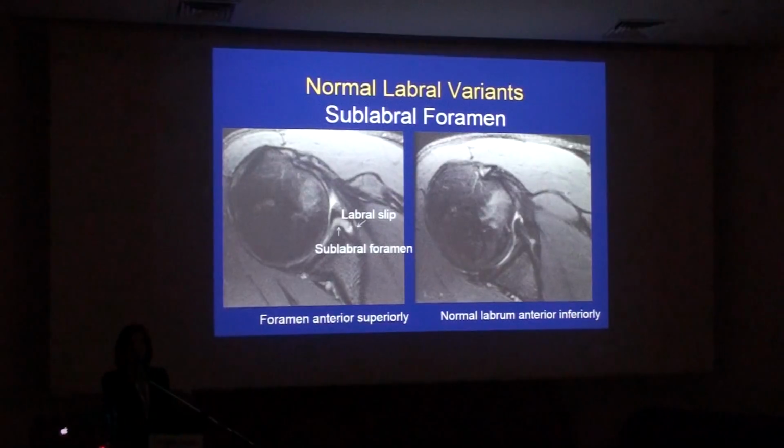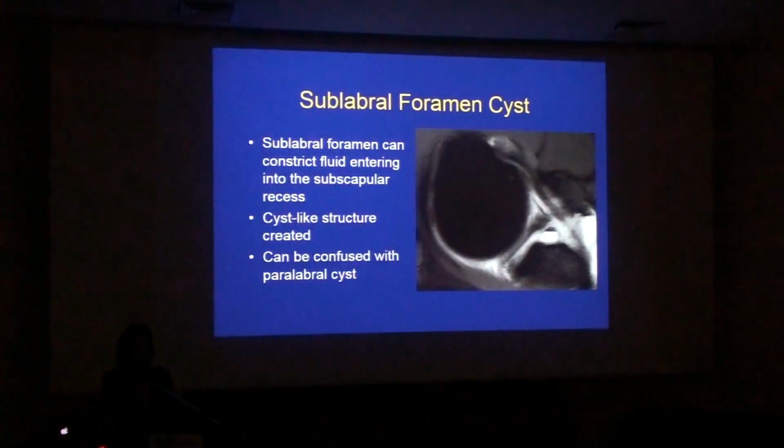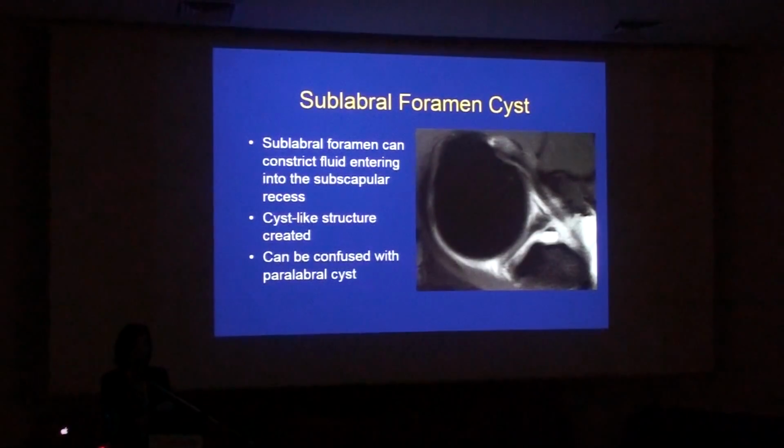And they have shown that some people with sublabral foramen do have slap lesions more commonly. So maybe there's some sort of association with not having a fully attached labrum and getting stress in different locations with a little bit of stress on the shoulder.